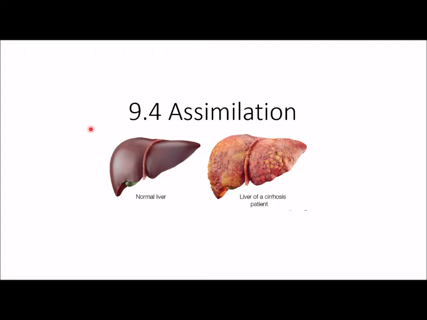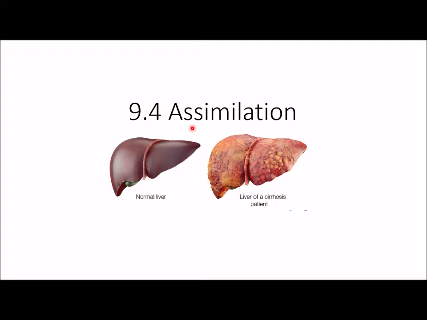Now after absorption, what happened after that? After absorption process, the nutrient will go through the assimilation process. So what is assimilation? Assimilation refers to the use of absorbed nutrient to synthesize complex compounds. It is the reverse of digestion. Digestion is from complex compound to simpler compound, whereas in assimilation, it is from simpler compound into complex compound.